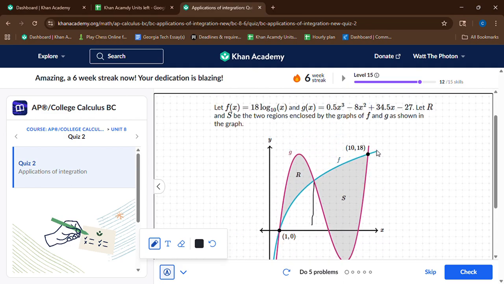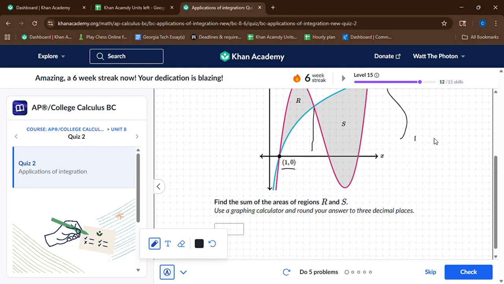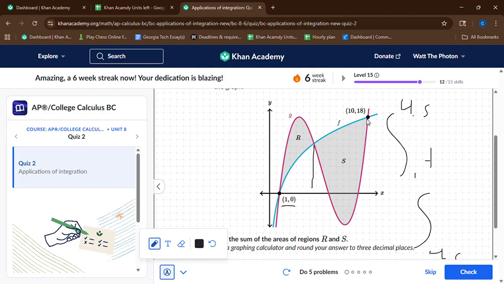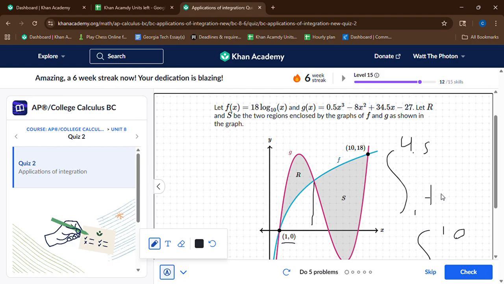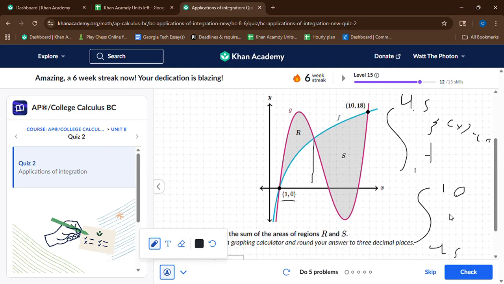Now we do the integral from 1, because that's this value right here, to 4.5, plus the integral from 4.5 to 10 of g of x minus f of x, and then this one it's f of x minus g of x.